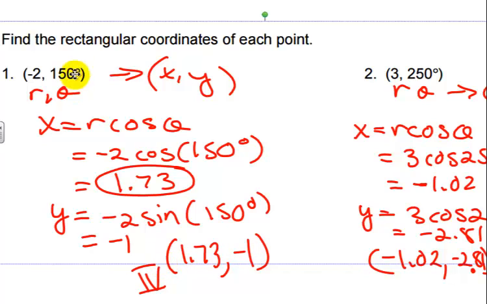So basically what I'm saying is that if you were to overlay -2, 150 degrees as our polar coordinate and lay it over top of an xy Cartesian plane, that exact point will line up in the spot of 1.73 and -1 for our x and y.